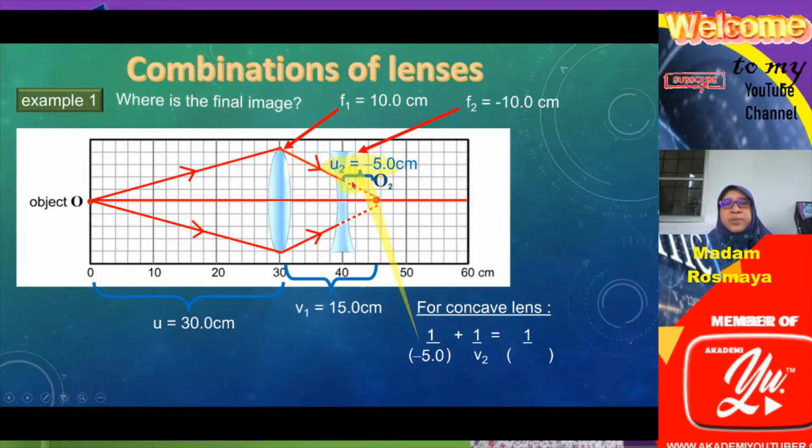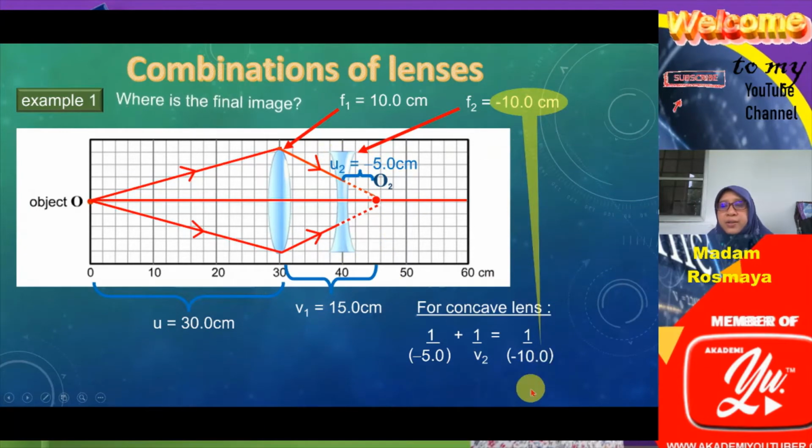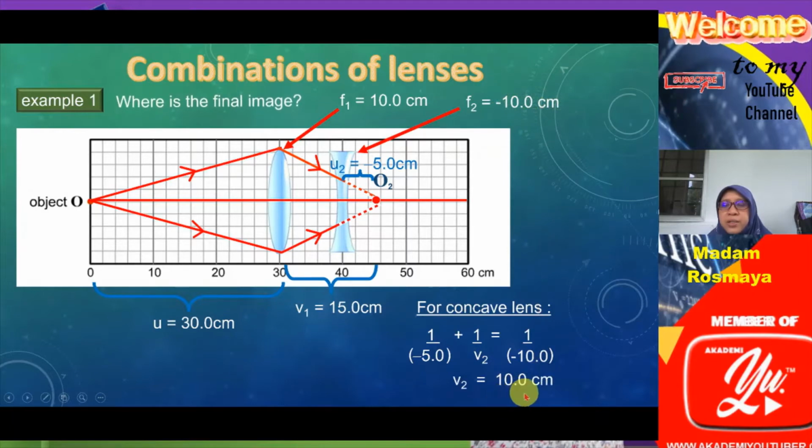The ray here is supposed to be refracted away from the normal, so it must not be here. For this object, this now is the image from the convex lens and now becomes the object, so it is virtual. That's why we put negative 5 here. The sign is negative. v2 we are going to determine, and f for the concave lens is negative 10. So we calculate, and we get v2 equals 10 cm.